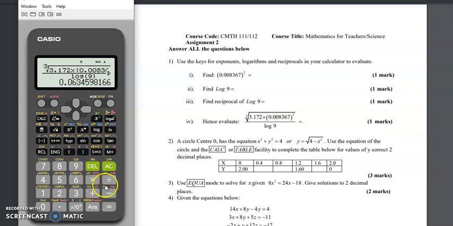So what you will get is 0.063459816, and that will be how to evaluate such.